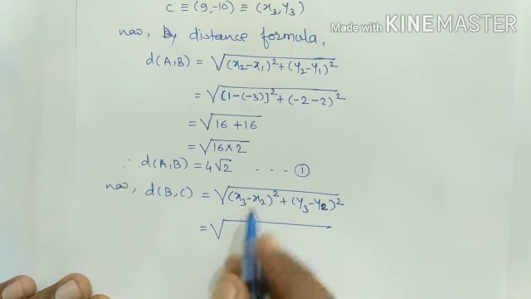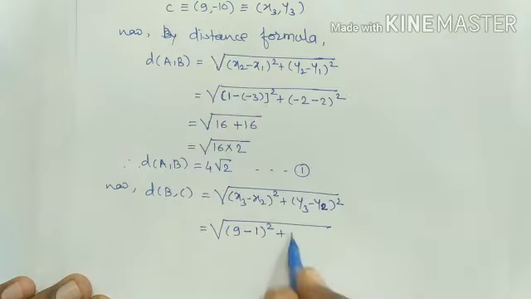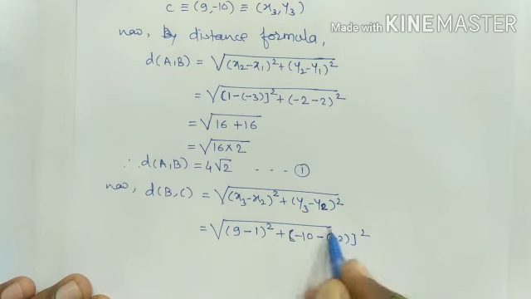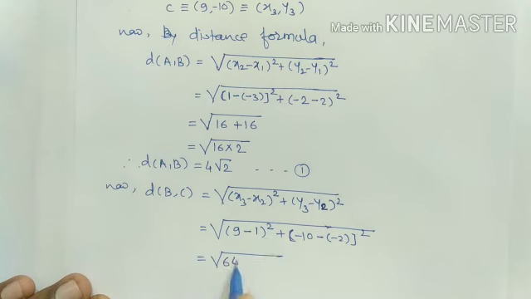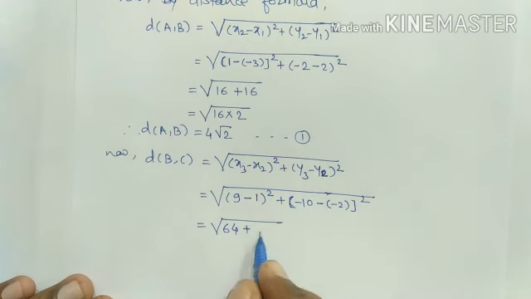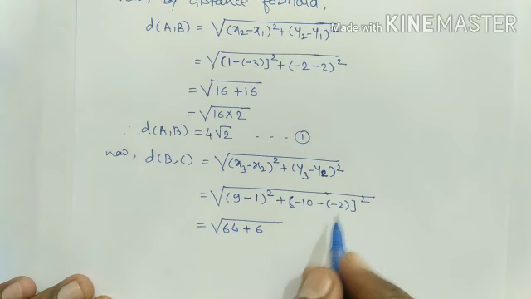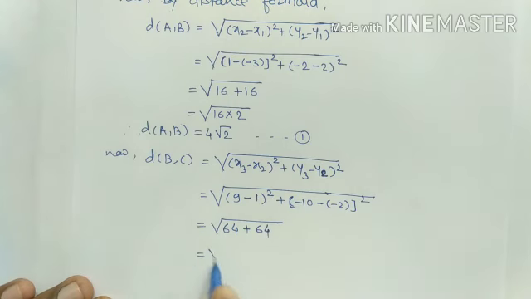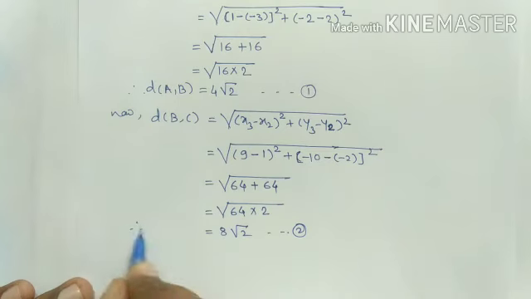That is equal to, here x3 is 9, x2 is 1, bracket square plus y3 it is -10 minus y2 it is -2, this bracket square, that equals, here 9 minus 1 is 8, square 64, plus -10 plus 2 it is -8 bracket square, plus 64, that equals 64 into 2 equals 8√2. Let's give it number 2. Therefore distance BC equals 8√2.